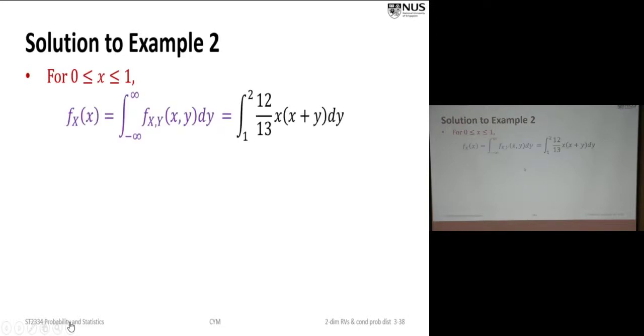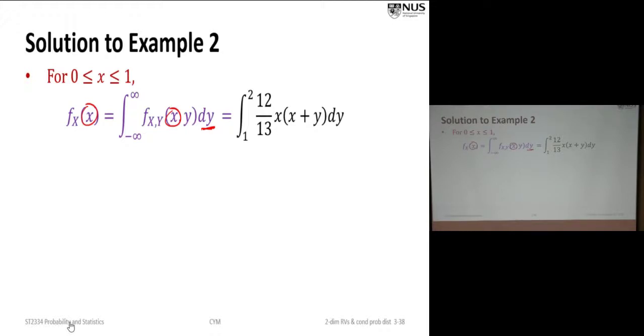So for x between 0 and 1, we integrate the joint PDF with respect to y. The idea is to get rid of the y, so we have to sum up all the y's for a fixed x value. These x values are fixed. The integration works on y, so we try to integrate out y, to sum over the y. But the joint PDF is only equal to this expression when y is between 1 and 2.